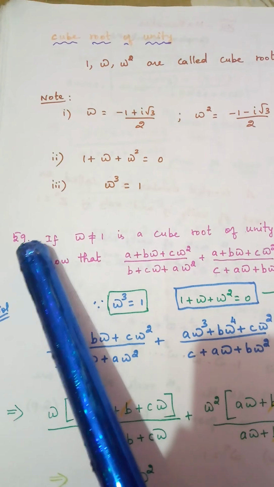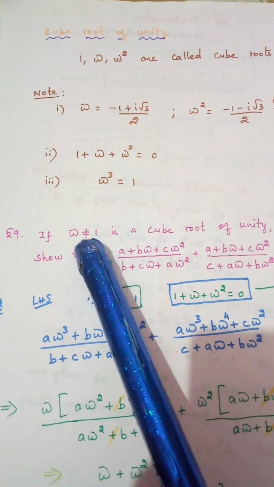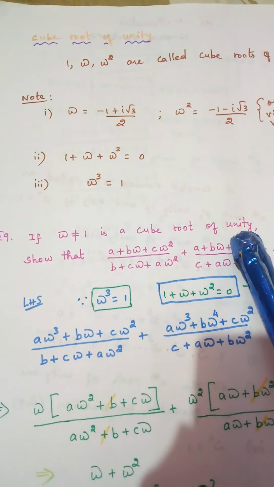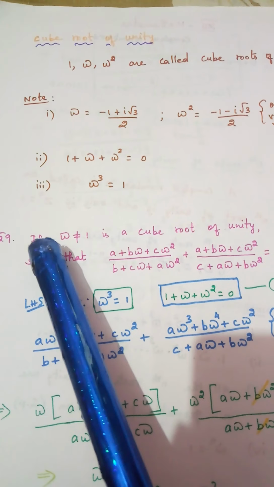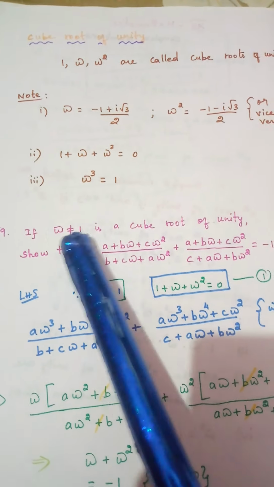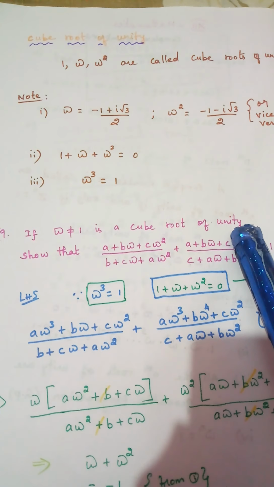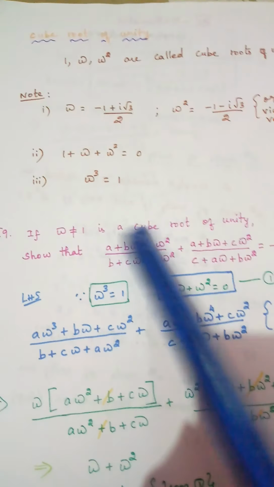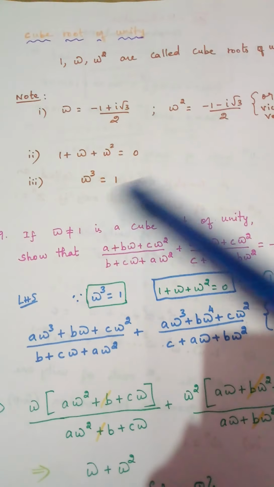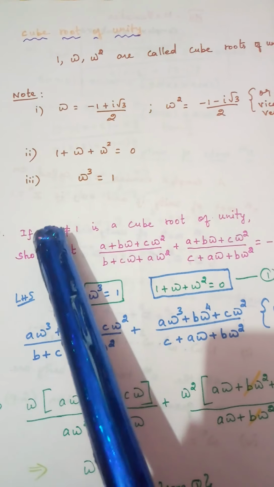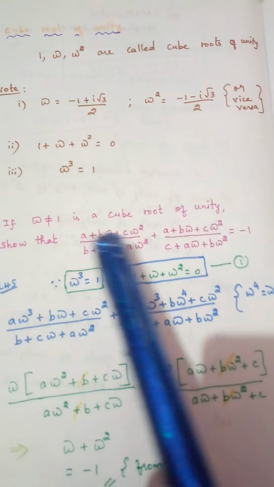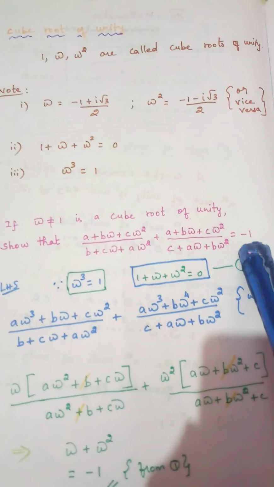Problem number 59. If omega is not equal to 1 is a cube root of unity. Listen carefully. What they are telling, omega is not equal to 1, and omega is nothing but a cube root of unity. They have given this. Cube root of unity means immediately we should think of these results. So these results we know under cube root of unity. Since they have given omega is a cube root of unity, they are asking us to prove one result. Show that when we add these two things, the answer is minus 1.